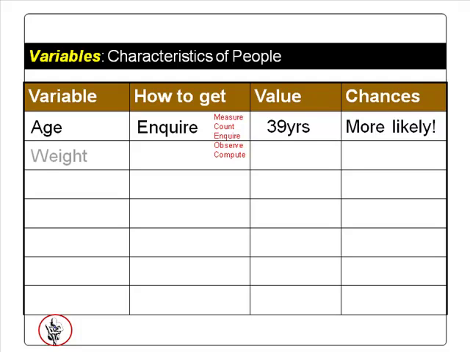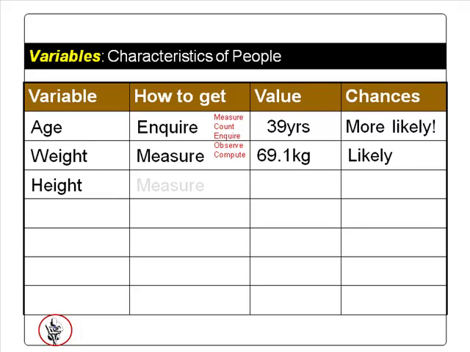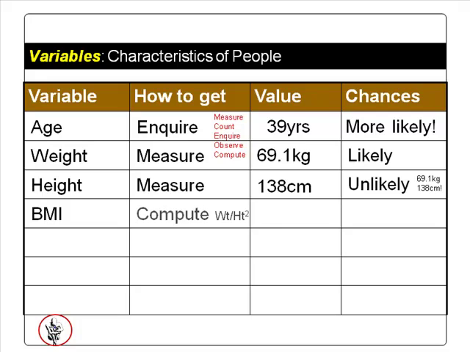Weight of a person can be measured. 69.1 kg is okay. Similarly, height can be measured. 138 cm is common, but it is not a reasonable height for someone weighing 69.1 kg. BMI is derived from weight and height, and is 36.3. It is not very common to find someone with such high BMI.